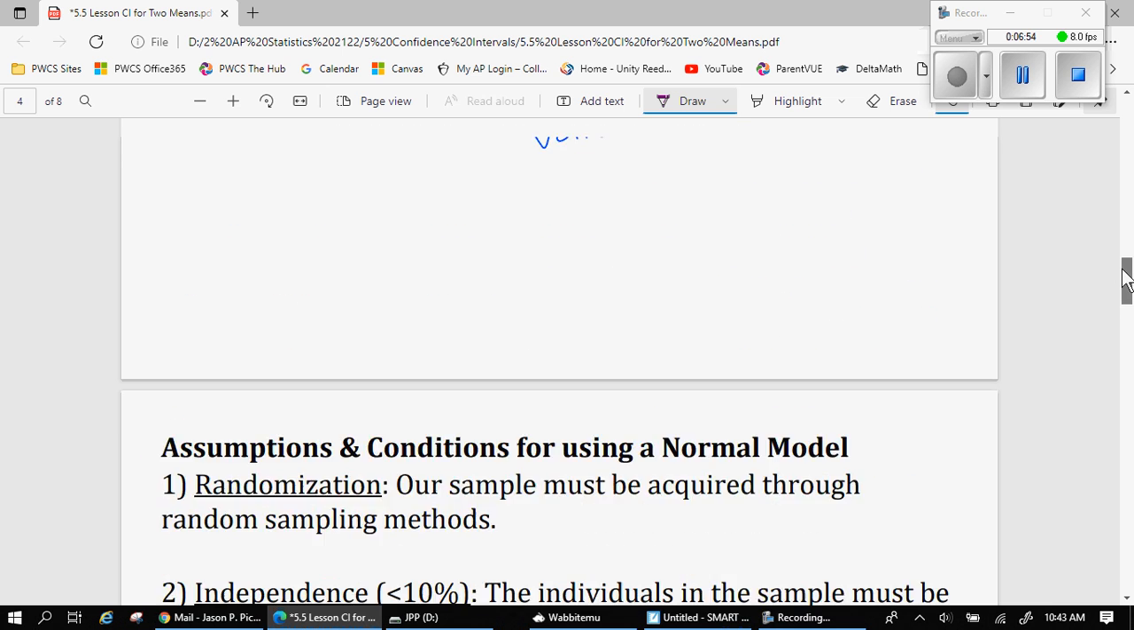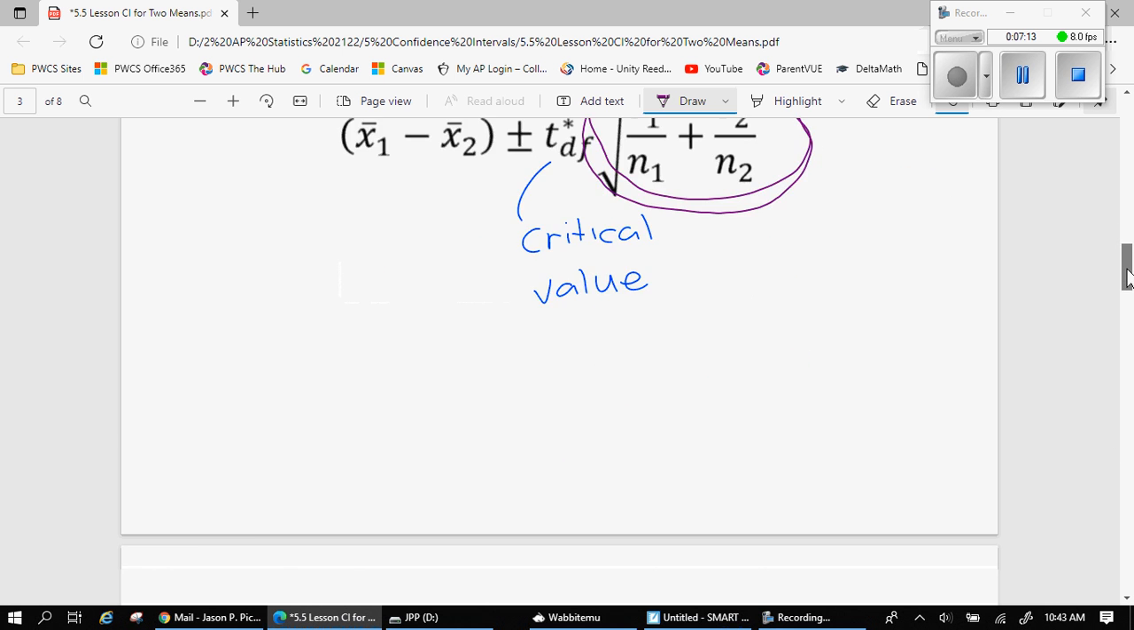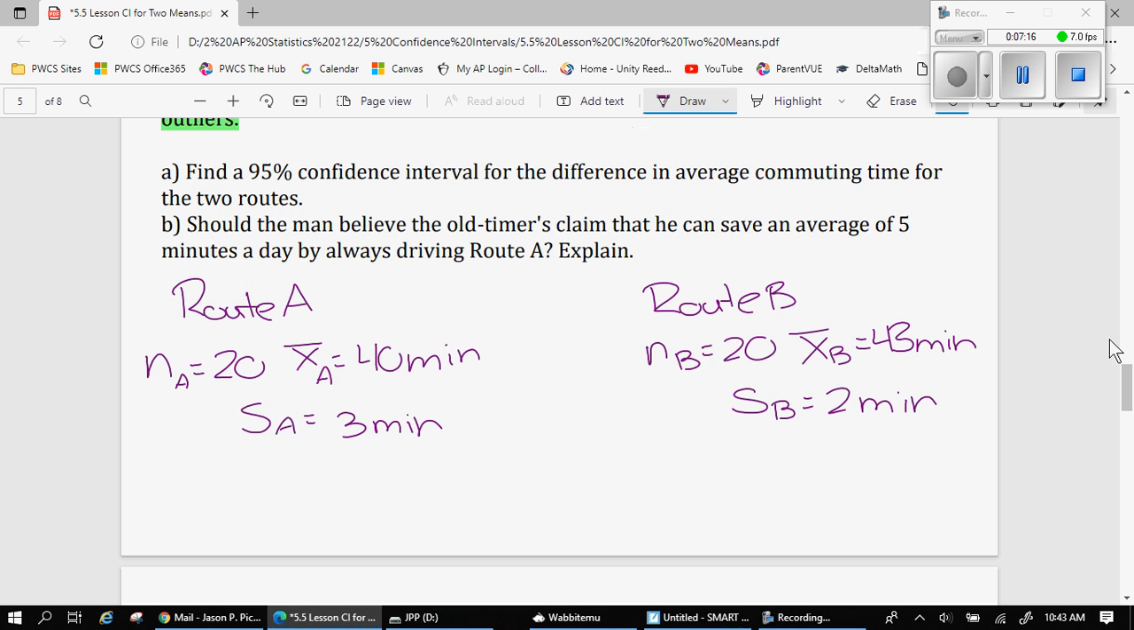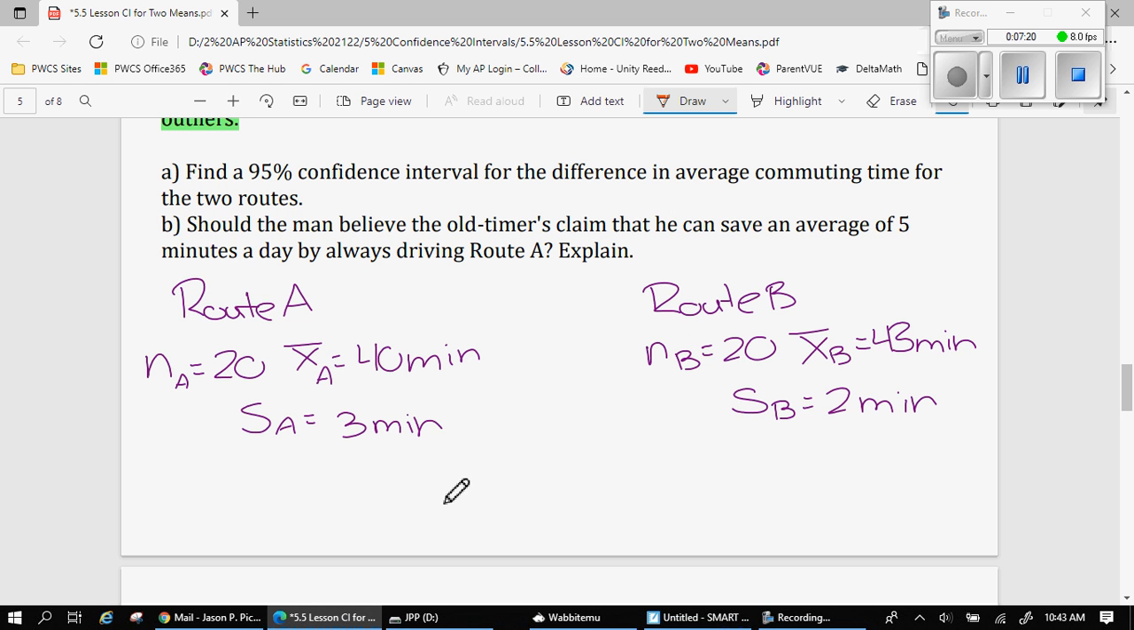If we wanted to look at a distribution of sample differences for these two samples, so if we kept taking samples, taking means, and subtracting them, and we wanted to know the standard deviation, we would need to use this standard error formula. Okay, two different things. We can find our point estimate. So our estimate for the difference in these two routes, I'm going to go for a positive. So I'm going to do route B minus route A.